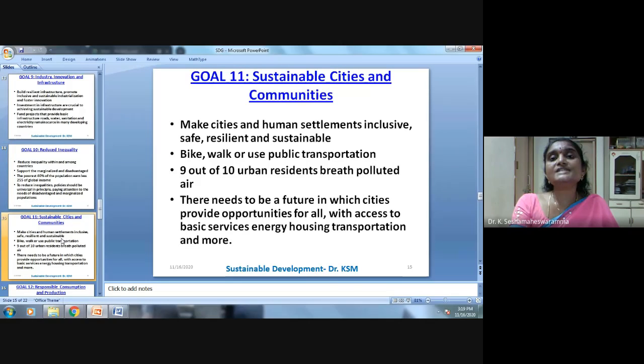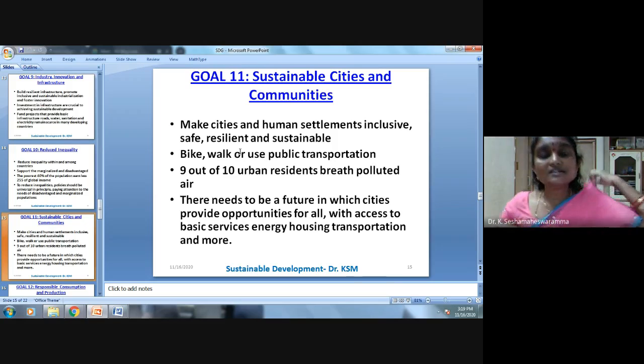Next one is sustainable cities and communities. Make cities and human settlements inclusive, safe, resilient, and sustainable. In cities there is a lot of crowd, and a lot of pollution. Everything is there, suffocation, and a lot of slums. Everywhere it is going on. Not all the cities, but I am quoting some of the cities where it is so. Still, it has to improve.